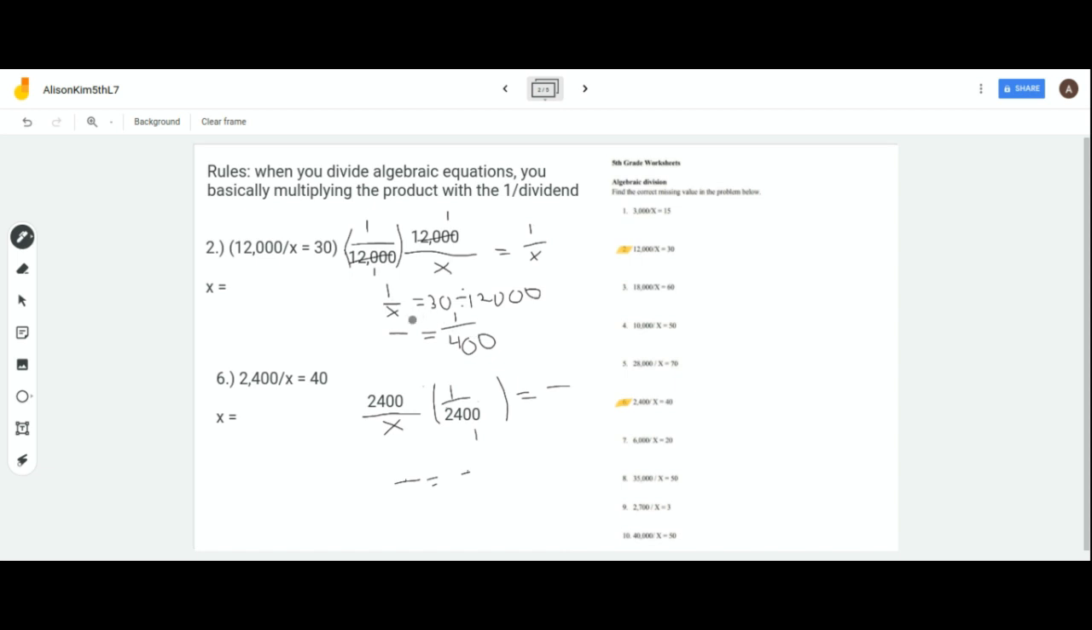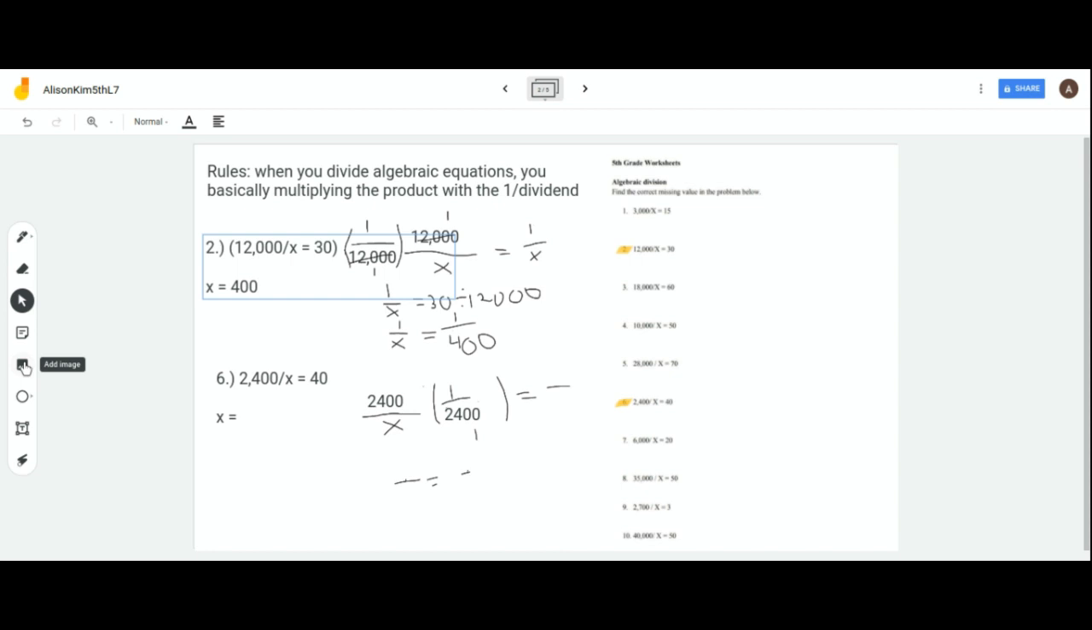And over here is still 1 over x. So from here, you're doing the butterfly method. So x times 1 equals 1 over 400, okay? And x times 1 is just x, and if it equals 1 times 400, then x equals just 400, and that's your answer for number 2.